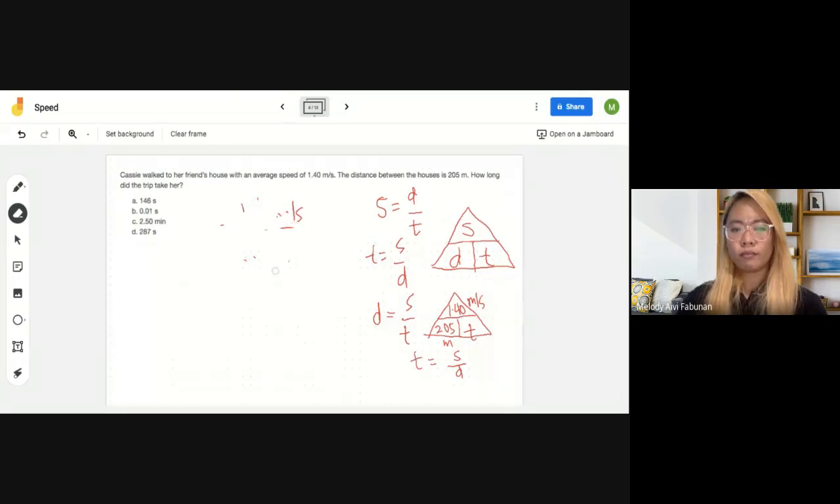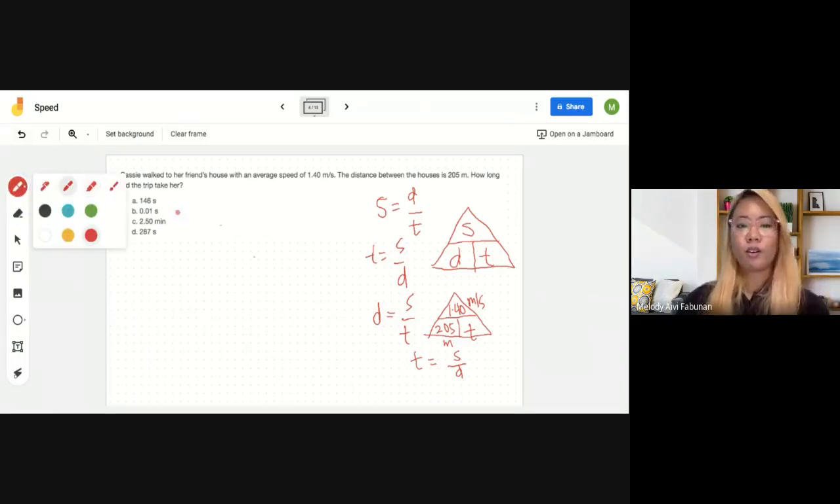Hirap pala mag-erase dito, no? Hindi siya katulad ng annotate, mas mabilis. Anyway, we will get used to this Google Meet sooner or later. Okay.